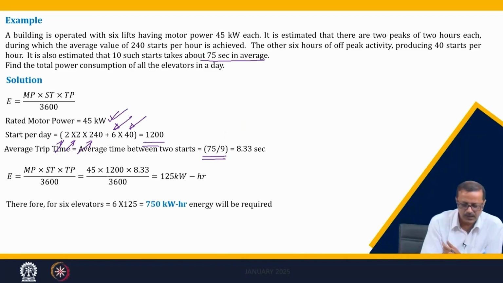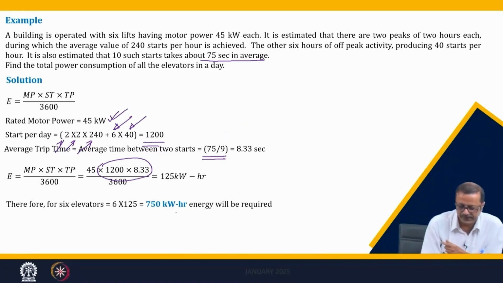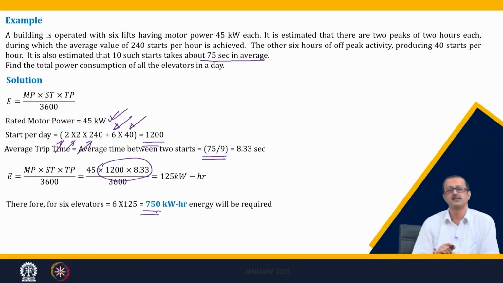So, total this much amount of running time in seconds, because 8.33 is in seconds, multiplied by 1200, the number of starts. So, this is also in seconds, total this much amount of seconds is the running time, divided by 3600, so total hours, and multiplied by 40. So, that way I can find out that almost 750 kilowatt hour is my energy requirement for this particular lift to run for a day.